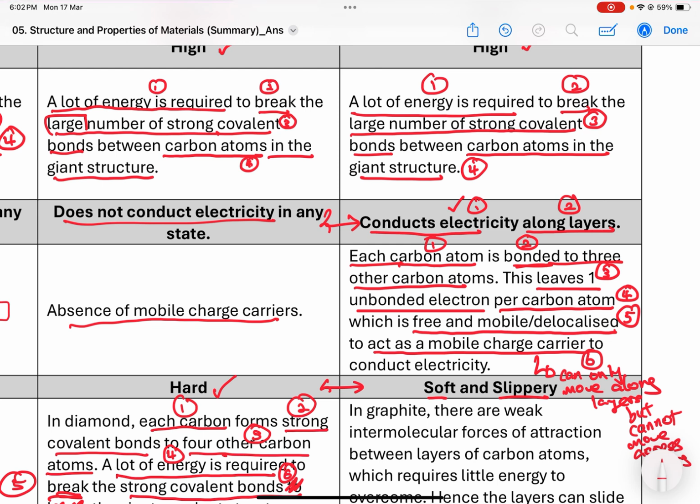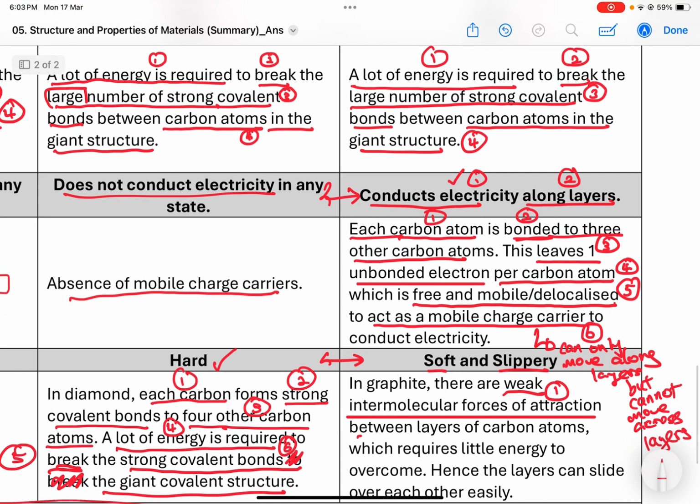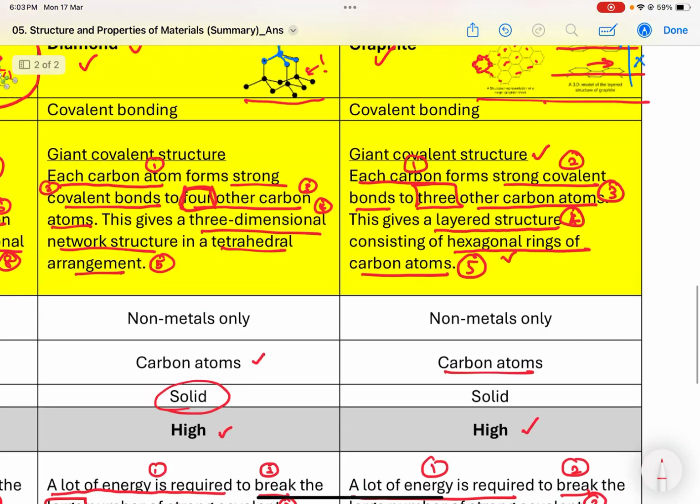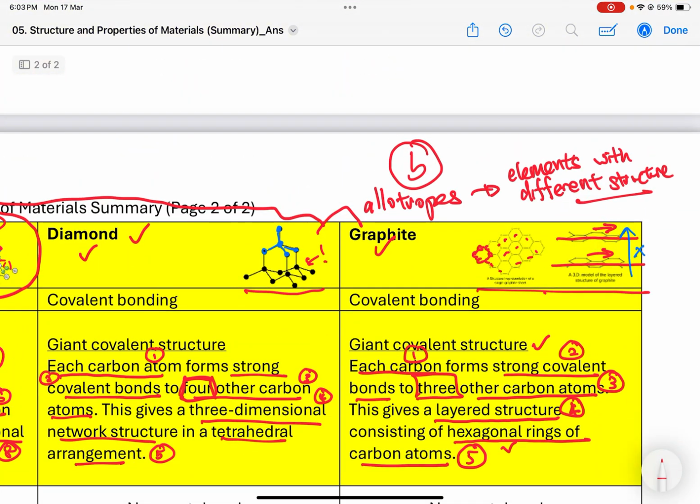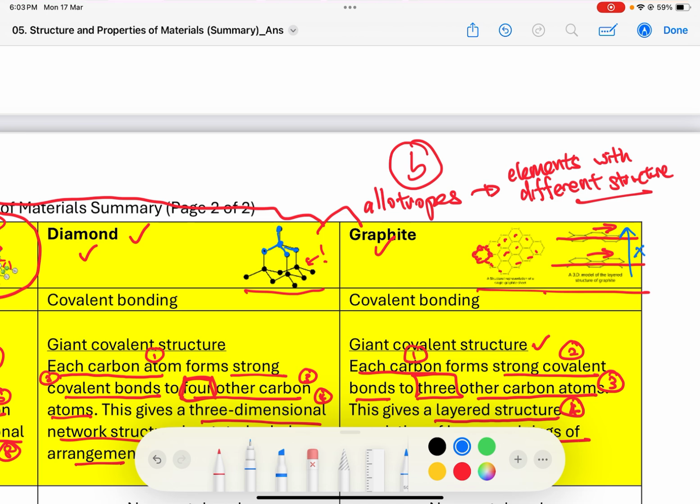So why is it so? Take note, in graphite, there is weak intermolecular force of attraction. Where is this weak intermolecular force of attraction? Between layers of carbon atoms. So we go back to our diagram here. Where is it? Let me erase. Let me use maybe green color. So one layer, this first layer, this second layer. Between these layers over here, this is my weak intermolecular force of attraction.